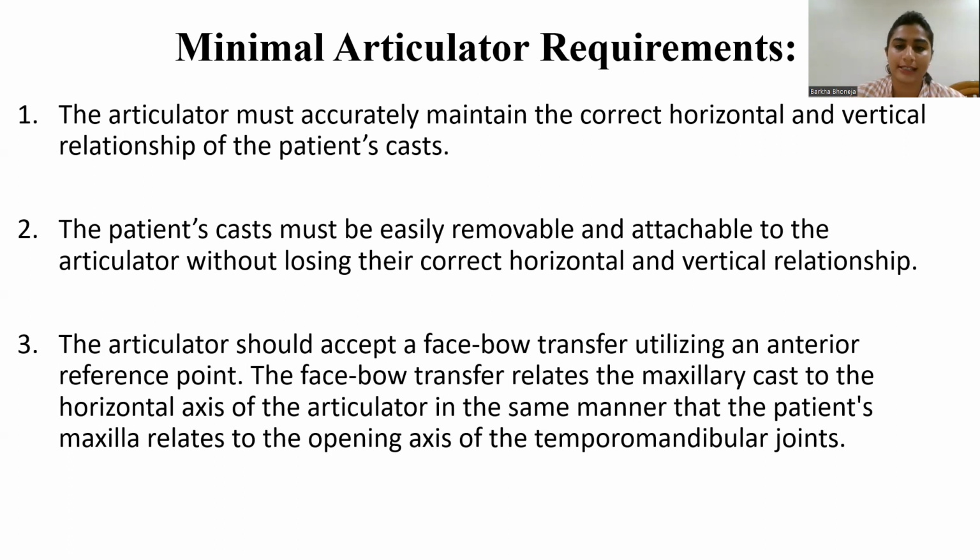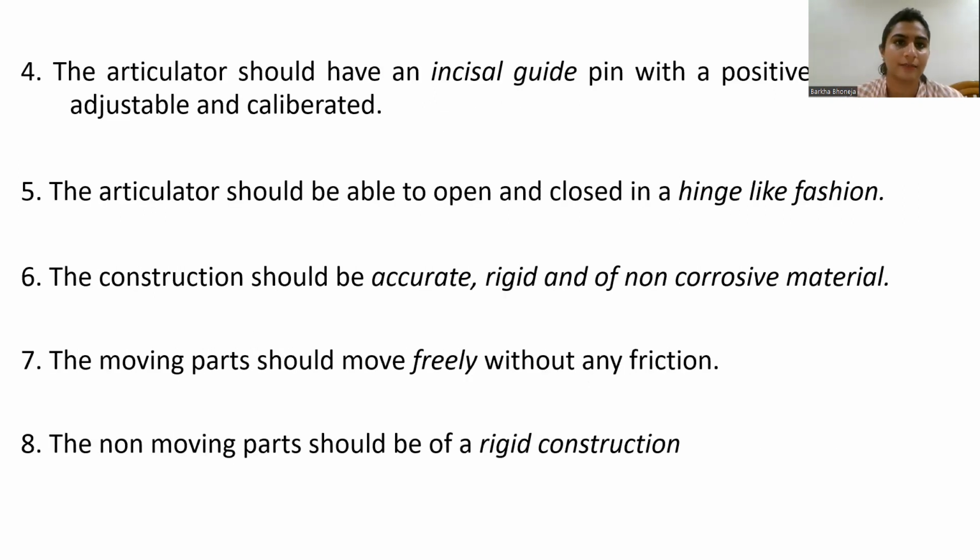Now, the articulator should accept a facebow transfer utilizing an anterior reference point. The facebow transfer relates the maxillary cast to the horizontal axis of the articulator in the same manner that the patient's maxilla relates to the opening axis of the temporomandibular joint. So that means the maxilla in relation to the base of your skull is what is recorded by a facebow. Now this record is then transferred to the articulator. So when you mount this maxilla in the articulator, it will be mounted similarly to how it is present in relation to the base of the skull.